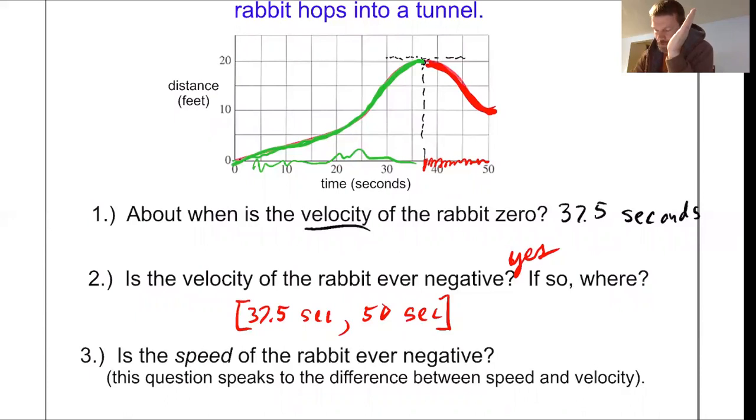It stopped right there to turn around, right? And when you stop, your velocity is going to be 0. That's why I had a slope of 0. And it started going backwards. Going backwards would be a negative velocity.